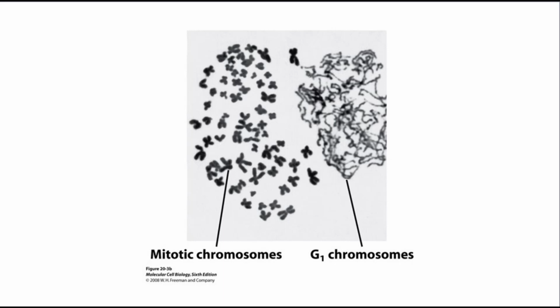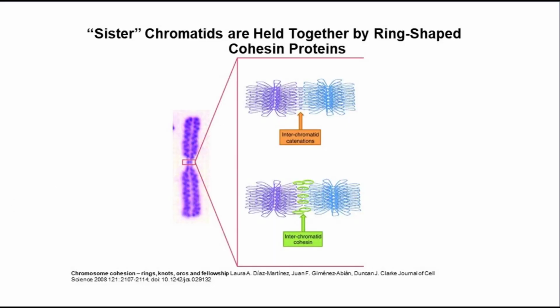Here's another visualization of the structural change that we see as a cell enters the mitotic phase. So here's a set of chromosomes as they might appear in interphase. These are G1 chromosomes. And then as the cell enters into the mitotic phase, we go from this very extended, stringy, and decondensed state of chromatin to this very tightly coiled and compacted and condensed state of chromatin. Here's a view of what those cohesins actually look like and how they're encircling the DNA molecules.